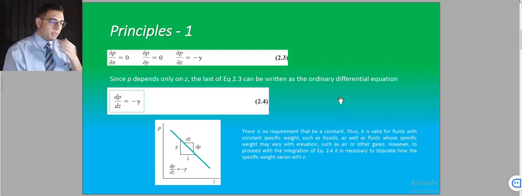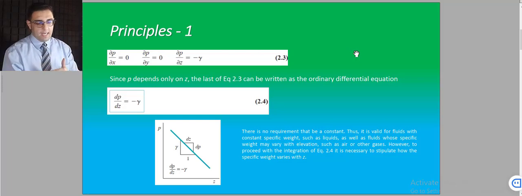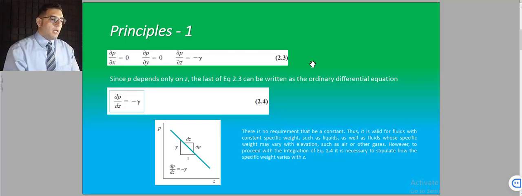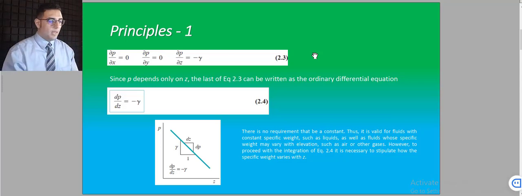So there are some principles in this section, which is section 2.3. As you know from the previous session, we had equation 2.2, which was regarding the pressure gradient: gradient of pressure minus gamma k is equal to rho A. The term rho A is going to be 0, the main reason being that we are considering a rigid body, which has no acceleration.